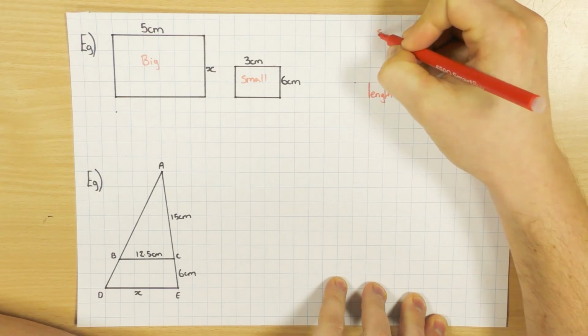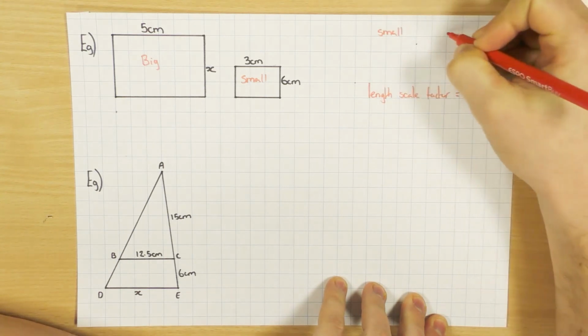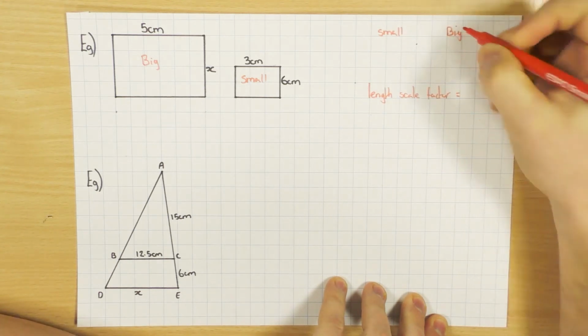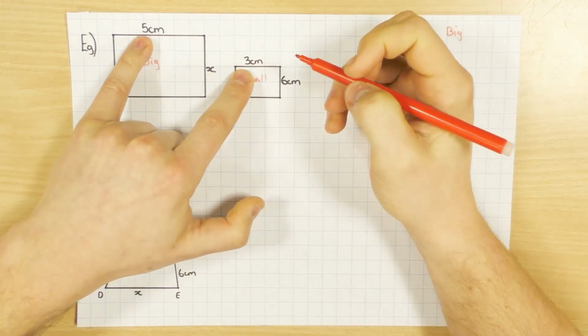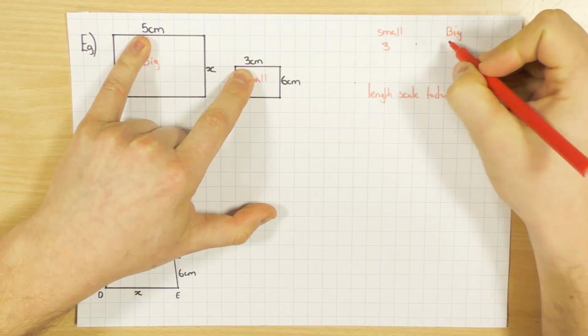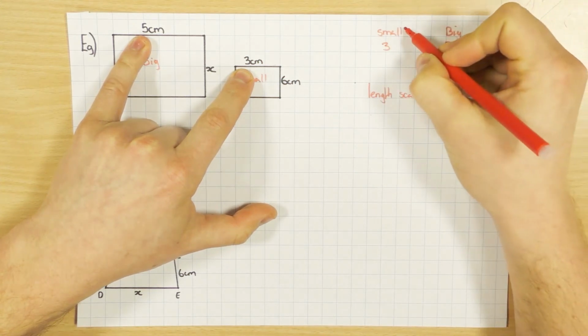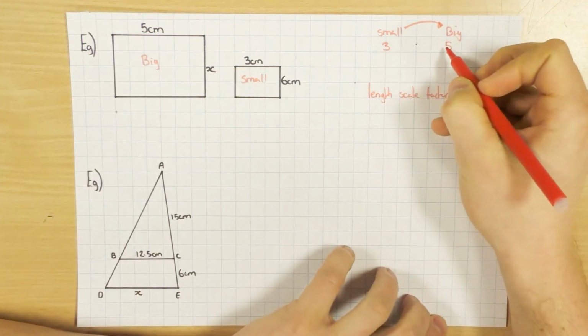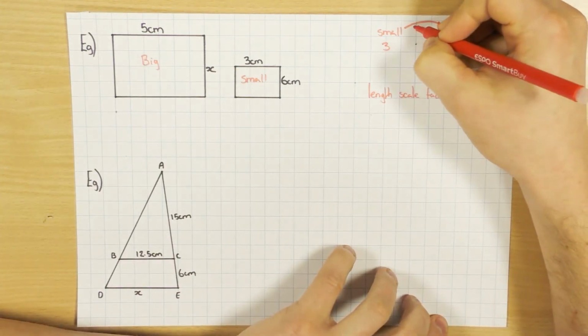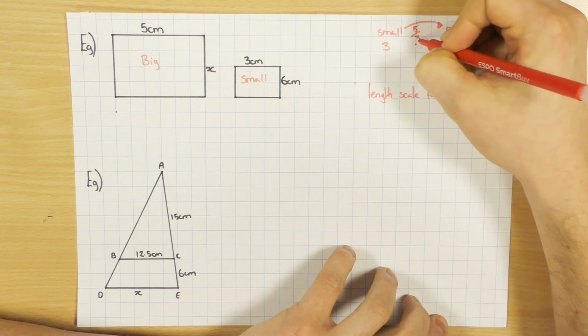I'm still going to have my small shape, and I'm still going to have my big shape. And the small shape, the sides that I'm comparing is the 5 and the 3, so I have my 3, and I have my 5. And how do I go from small to big? So again, that's not entirely obvious. So I'm going to do that trick of 5 divided by 3.